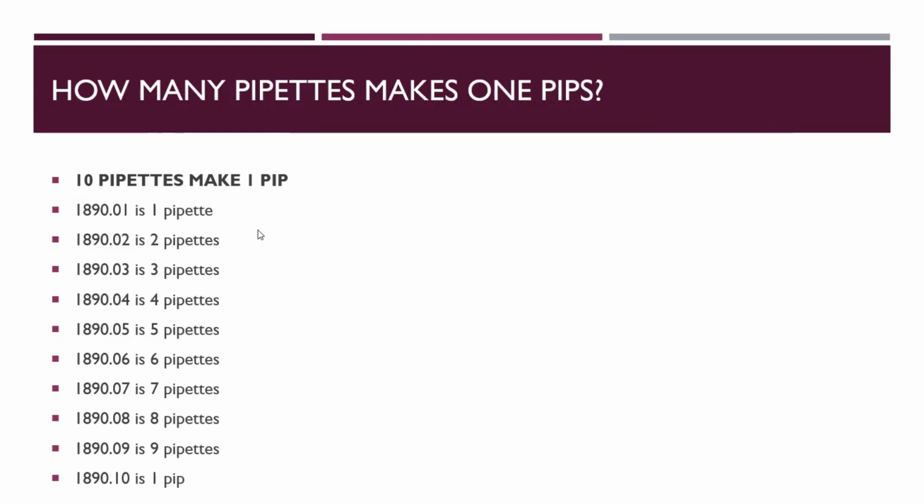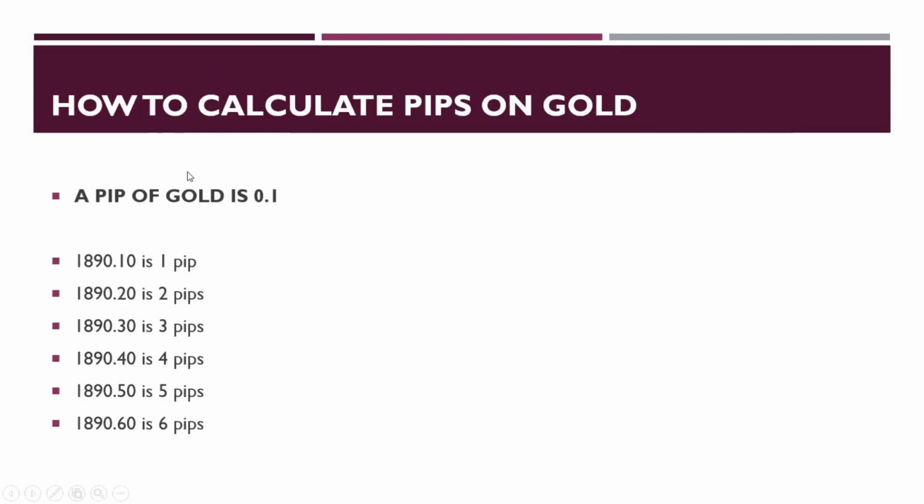I don't want the video to be a very long video. Now, how do we calculate pips on gold on the chart? Now, we know generally that a pip on gold is what? 0.1, which is 1 pip. Now, let's see, 1890.10 is what? 1 pip.